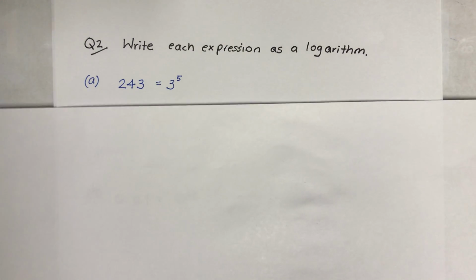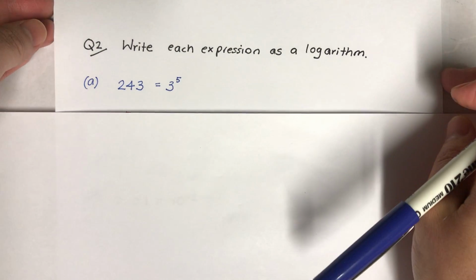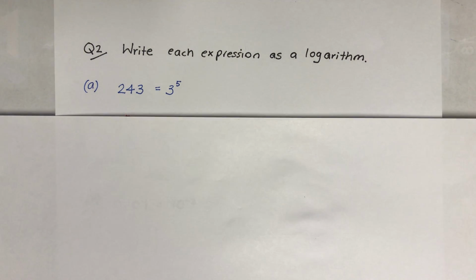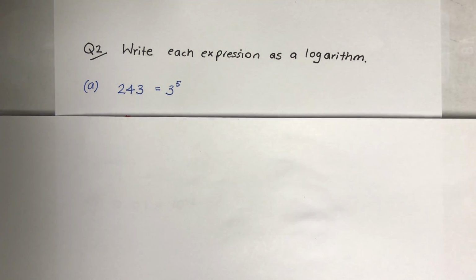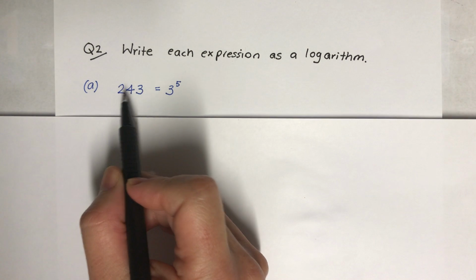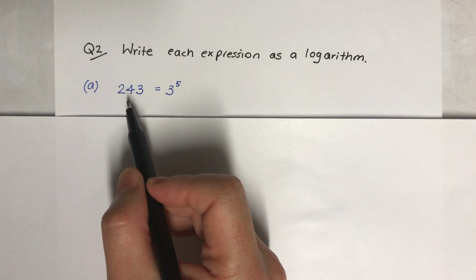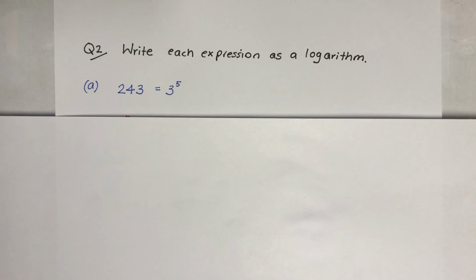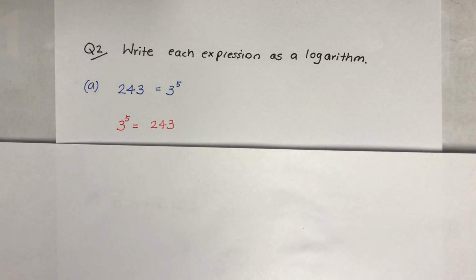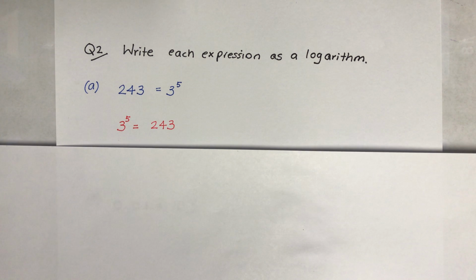Now, second question. This time we need to change from index form to log form. Question 1 was log to index and then find the answer. So let's write the log form here. I like this one to be swapped, so I know my power and the base on my left hand side and my answer on the right hand side, just because I feel comfortable with that format.